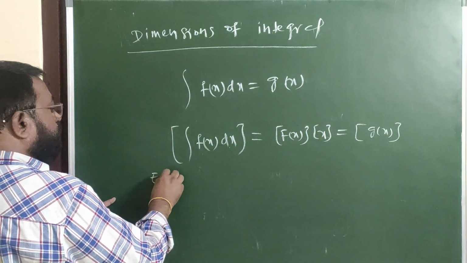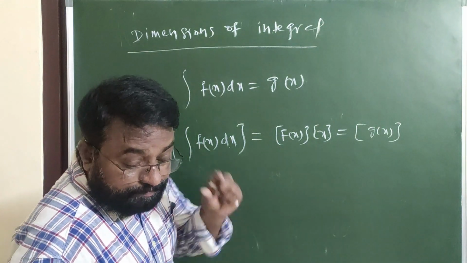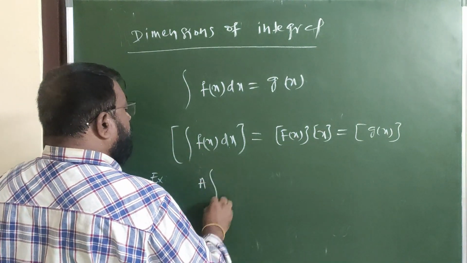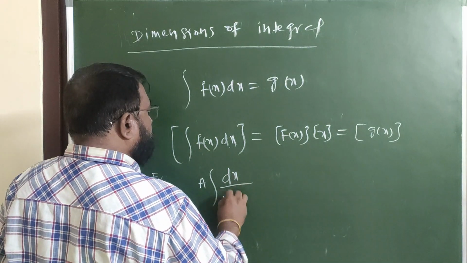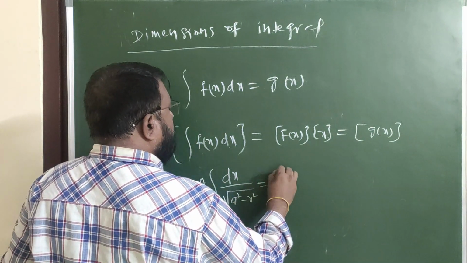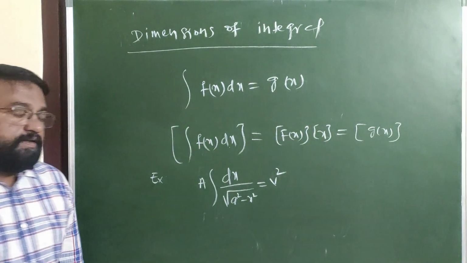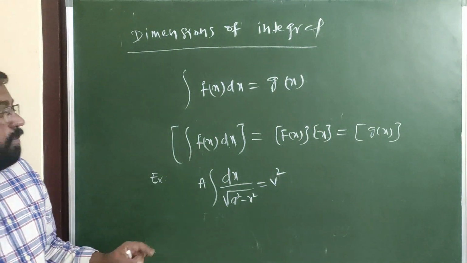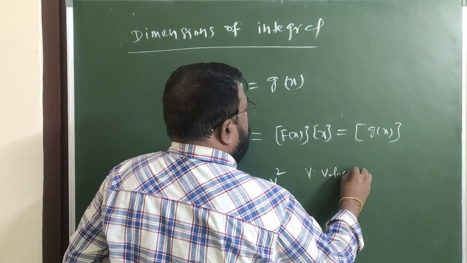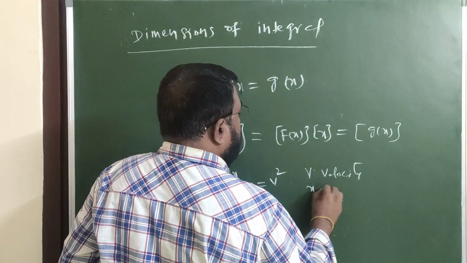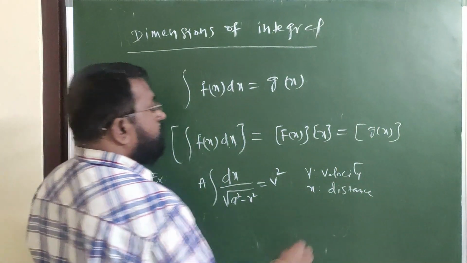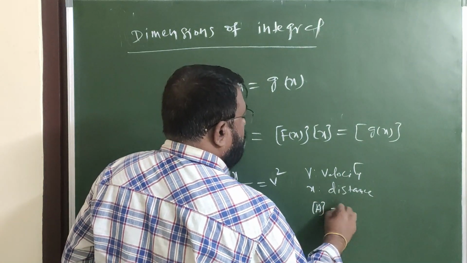See, for example, here: a into integral dx by square root of a square minus x square is equal to v square. Here v is nothing but velocity, x is distance. Then what is the dimensional formula for a?